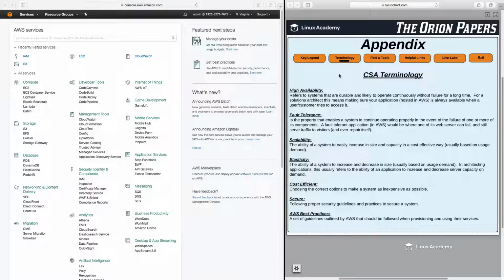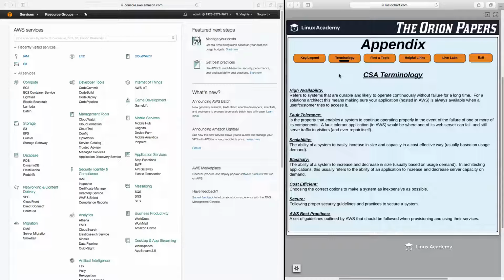High availability refers to systems that are durable and likely to operate continuously without failure for a long period of time. For a solutions architect, this means making sure your application, if it's hosted in AWS, is always available when a user or customer tries to access it. That's the basis. You hear the words high availability. What does availability mean? Availability means it's accessible. When you go to access it, you want it to be accessible.